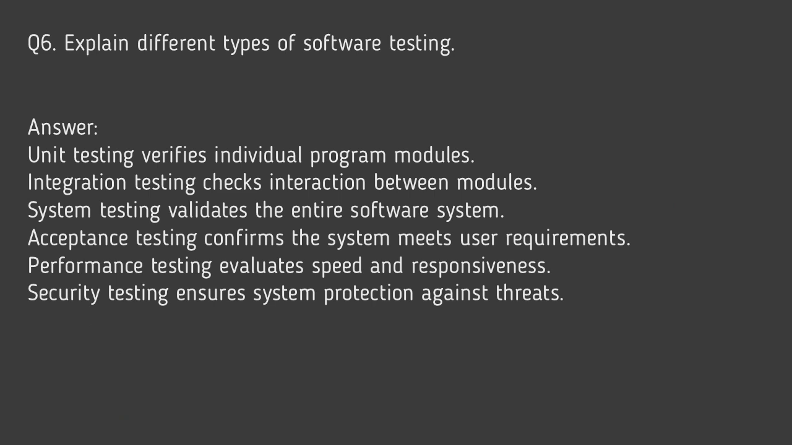Software testing includes multiple levels such as unit testing, integration testing, system testing, and acceptance testing. Unit testing checks individual modules while integration testing verifies module interaction. System testing evaluates the entire system, and acceptance testing ensures that the software satisfies user requirements and expectations.